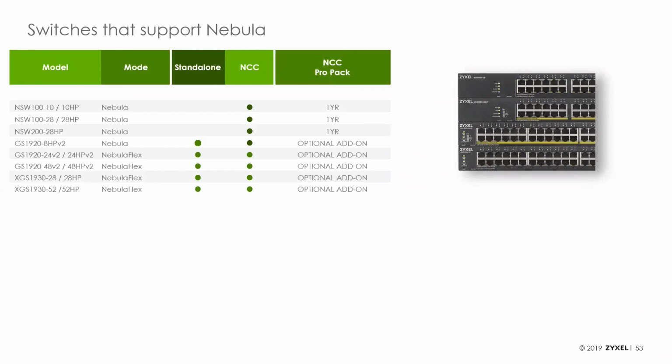On the switch side of things, we have the dedicated NSW series switches. Those all include 1 year of Pro Pack. And then any of our GS 1920 V2 switches, our 1930 series switches, all of those are Nebula Flex. So all of those can be managed with Nebula, and you can add Pro Pack if you want it. They don't come with any Pro Pack. Later this year, the 1350 series switches will also be upgraded to be able to be managed through Nebula.